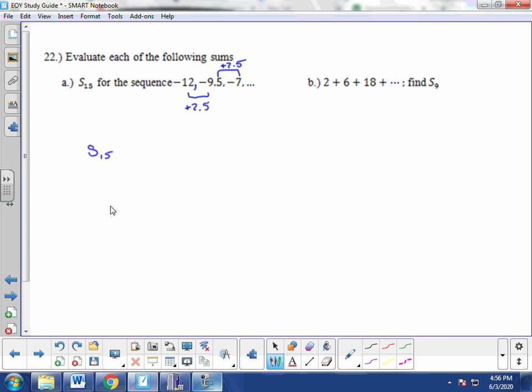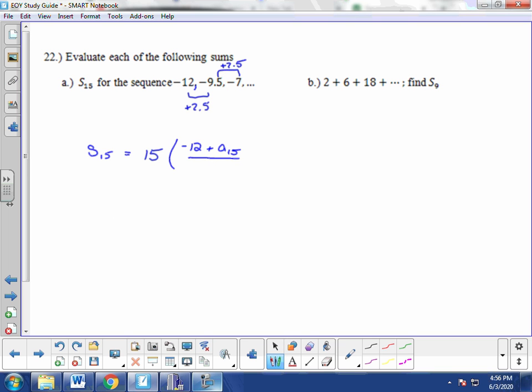So in order to do this, we have a formula. That formula is the number of terms, which in this case there's 15 of them, times the first term, which is -12, plus the 15th term, divided by 2.